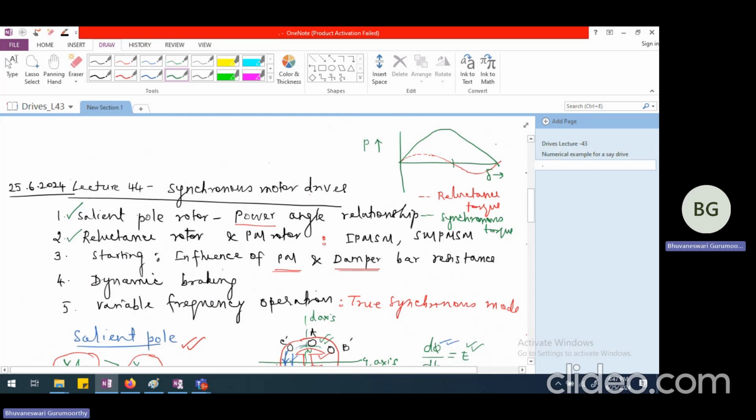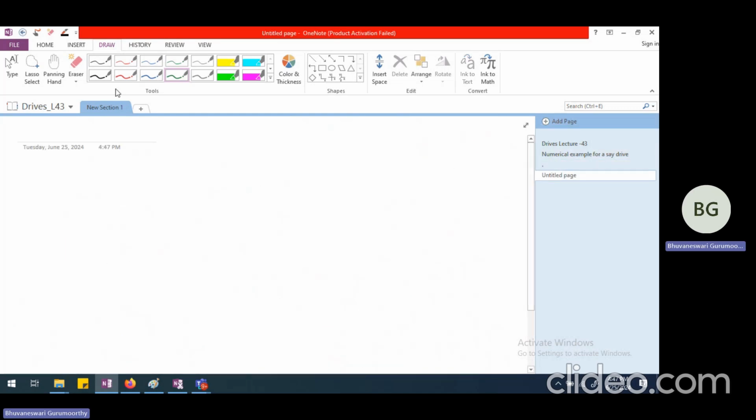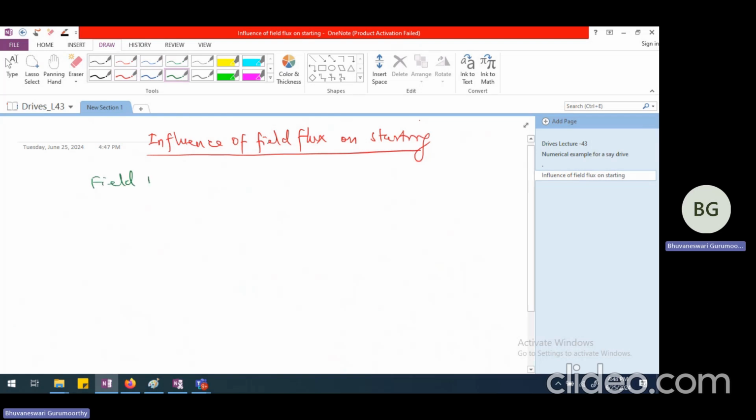Now, let me just touch upon the influence of field flux on starting performance. If you may recall, when we spoke about starting performance a few classes ago, I said that generally the field is short-circuited during starting. Starting using damper bars.